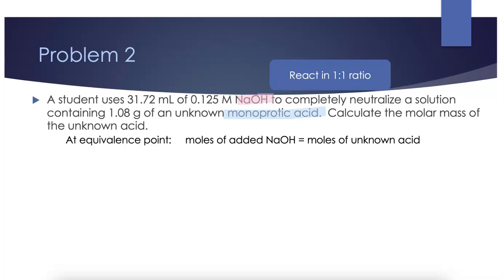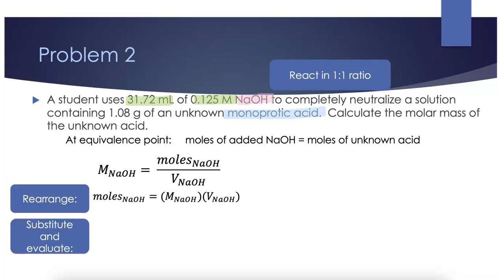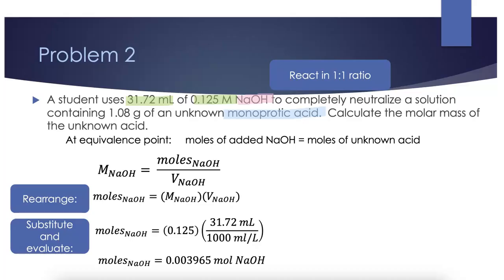But I have to remember that at the equivalence point, the moles of added sodium hydroxide equal the moles of the unknown acid. And I don't know what acid it is. I don't know its formula. I know I had 31.72 milliliters and I have 0.125 molar. So I know that the molarity of the NaOH is moles divided by the volume in liters. So I can rearrange that to solve for moles of sodium hydroxide: the molarity times the volume. I can substitute those values in, convert my milliliters to liters, and I get 0.003965 moles of sodium hydroxide.